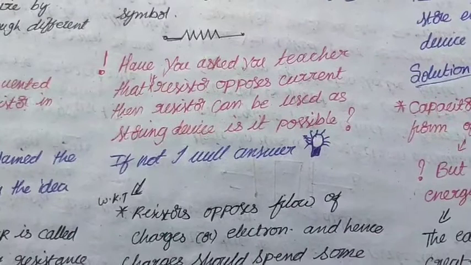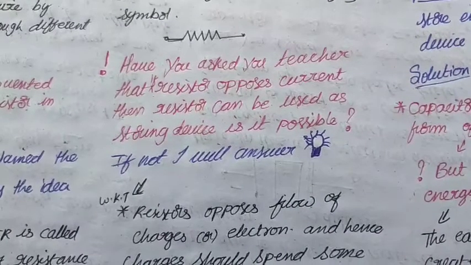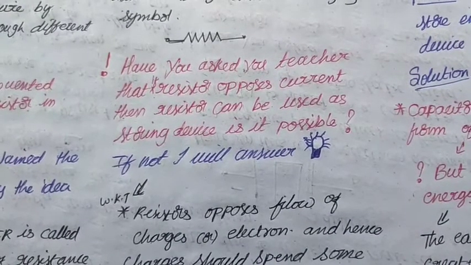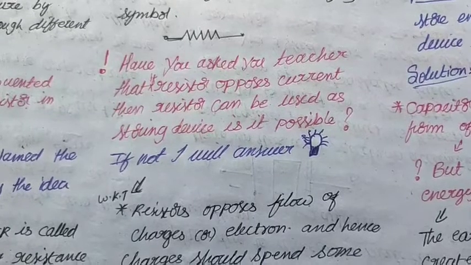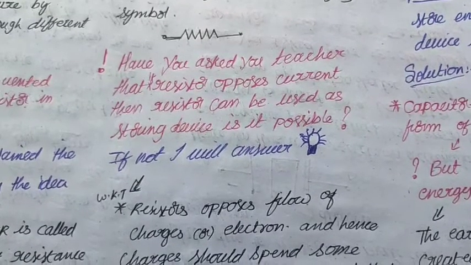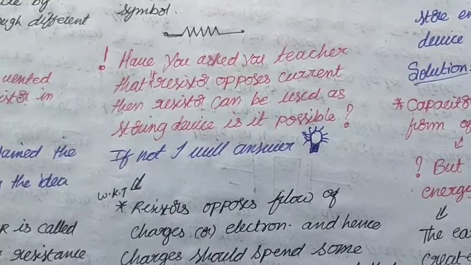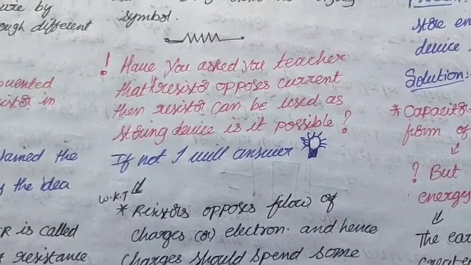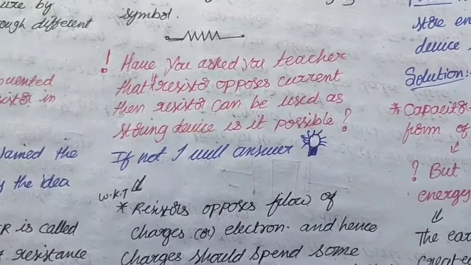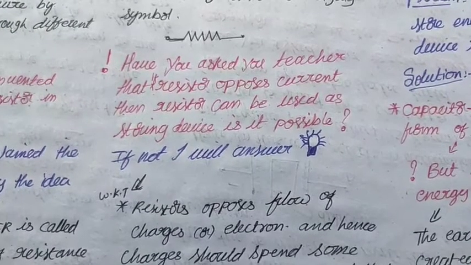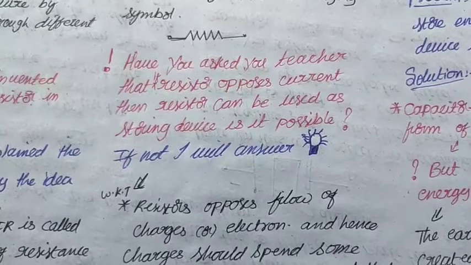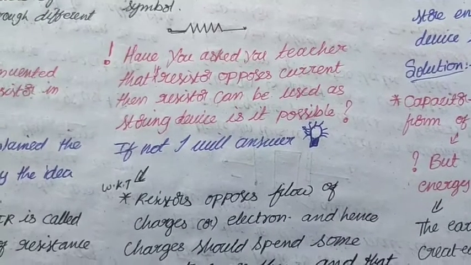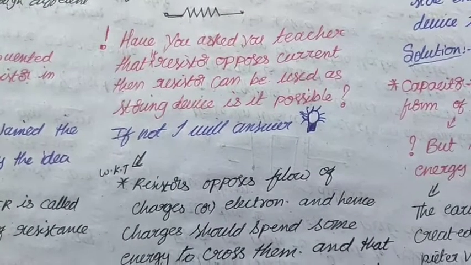Have you asked your teacher that if a resistor opposes current, then can a resistor be used as a storing device? Is it possible? Because a resistor opposes current, like a dam in a river, can you use it to store the water? Means, can you use a resistor like a storing device for current? If not, I will answer.